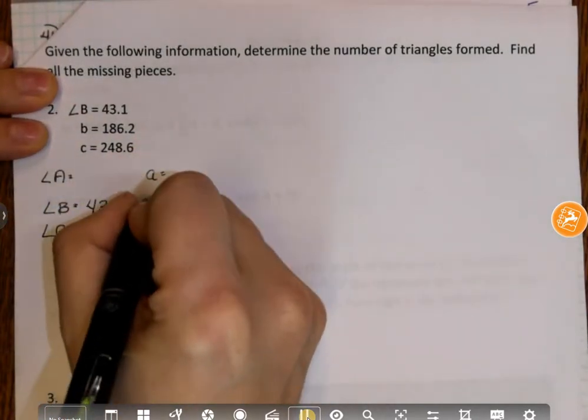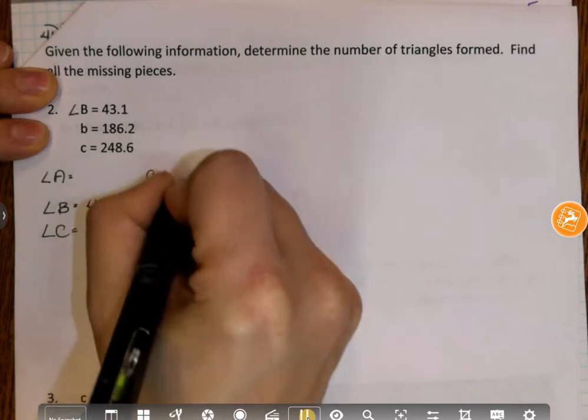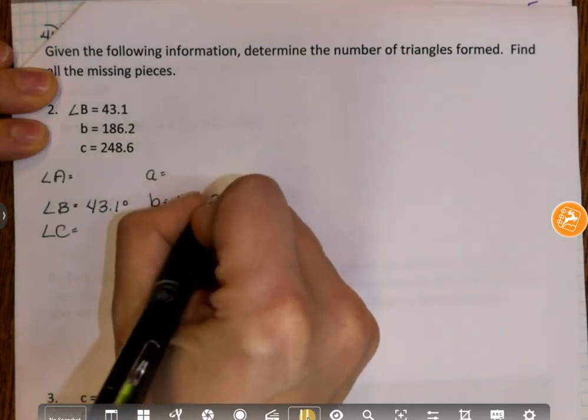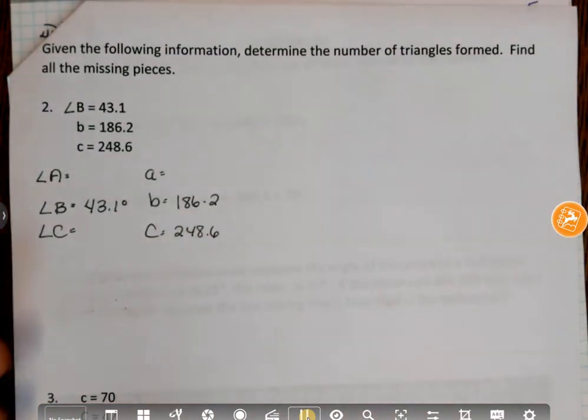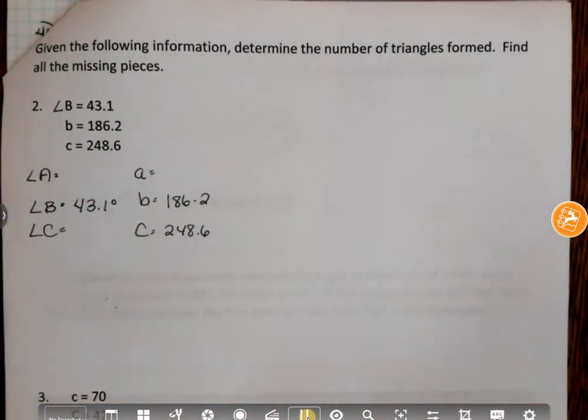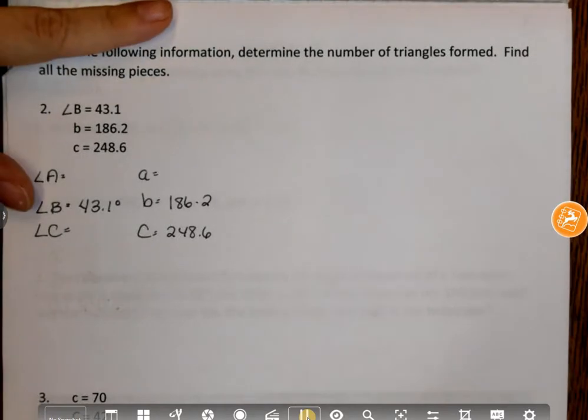Come on, guys. 186.2, 248.6. Okay. So as before, what did we say our first step was?